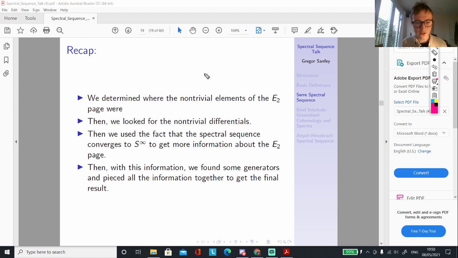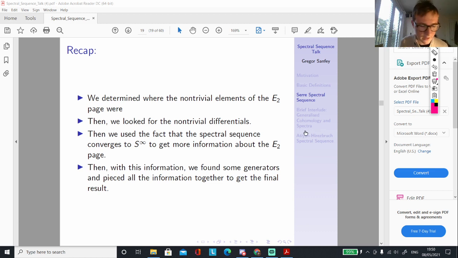So that was nice. And then we managed to bring in the cohomology of the total space to get some information about the E2 page, because we knew what had to happen at the E3 page, and so from that we could work backwards to get information about the differentials of the E2 page, and therefore information about the E2 page itself. And with all of this information, we managed to piece together the final results, and we used generators and so on to deduce the ring structure.